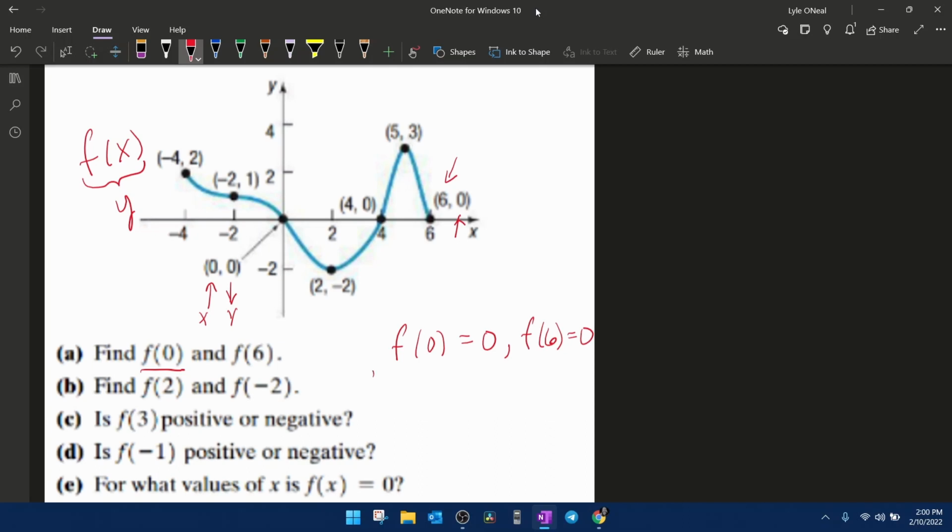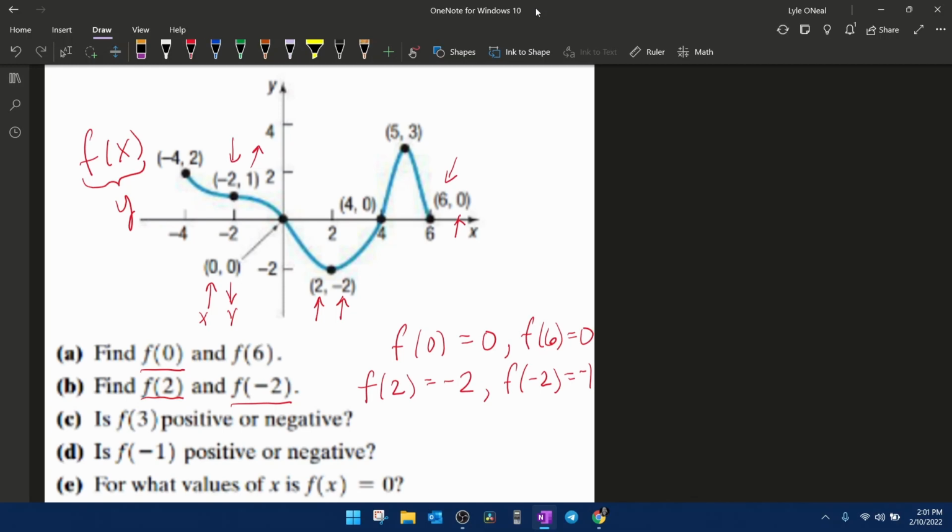Part B, they want us to find f of 2. Same song, second verse. F of 2 says go to where x is 2, and the y coordinate is the output. Also, f of negative 2, where is x negative 2? Here. And so the 1 is the y coordinate, which is the output of this particular function.